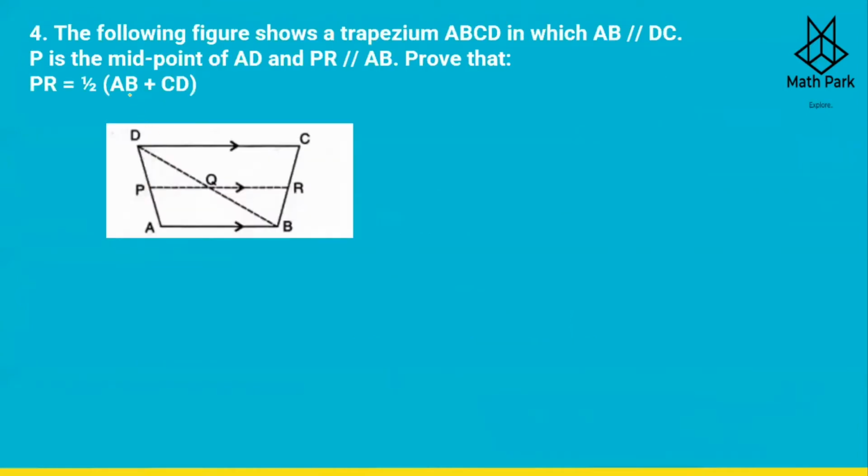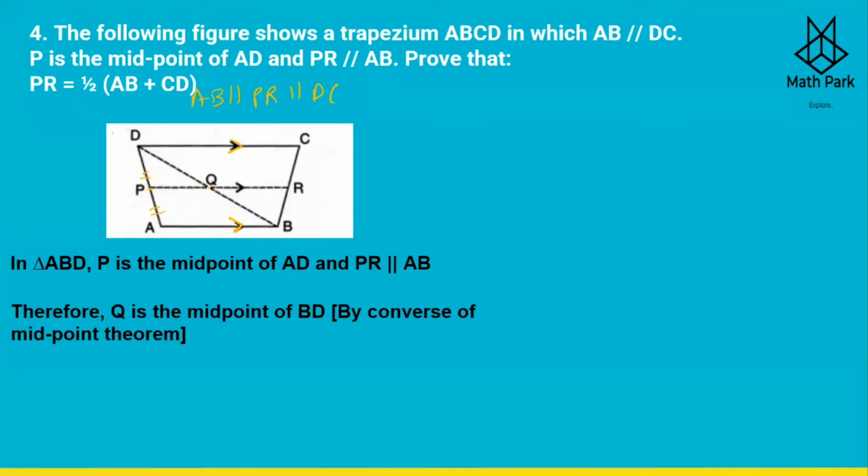Question number 4. In the following figure, you are given a trapezium ABCD in which AB is parallel to DC and P is the midpoint of AD. In triangle ABD, you are given that P is the midpoint of AD and PQ, which is a part of PR, is parallel to AB. Therefore, by converse of midpoint theorem, you get Q is the midpoint of DB.